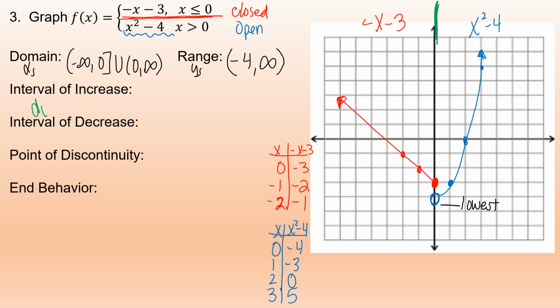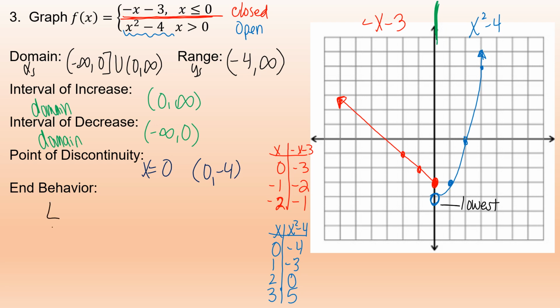Remember, checking domain for intervals of increase and decrease. So the red section, negative x minus 3, is decreasing. Okay, so we will travel from negative infinity to 0, where it decreases. And then at 0, that's when we start our next portion of our piecewise function, and we increase 0 to infinity. Our point of discontinuity is that lowest point that we have. It occurs at x equaling 0, and it's the ordered pair 0, negative 4.